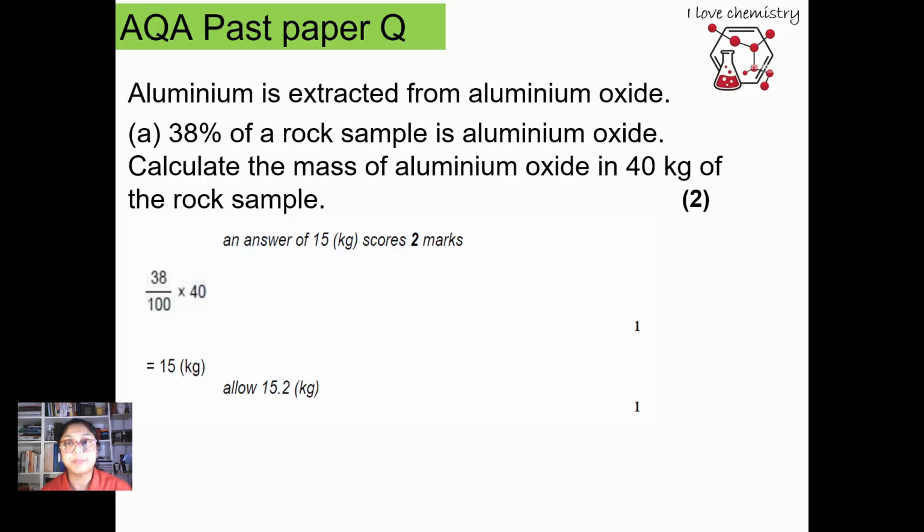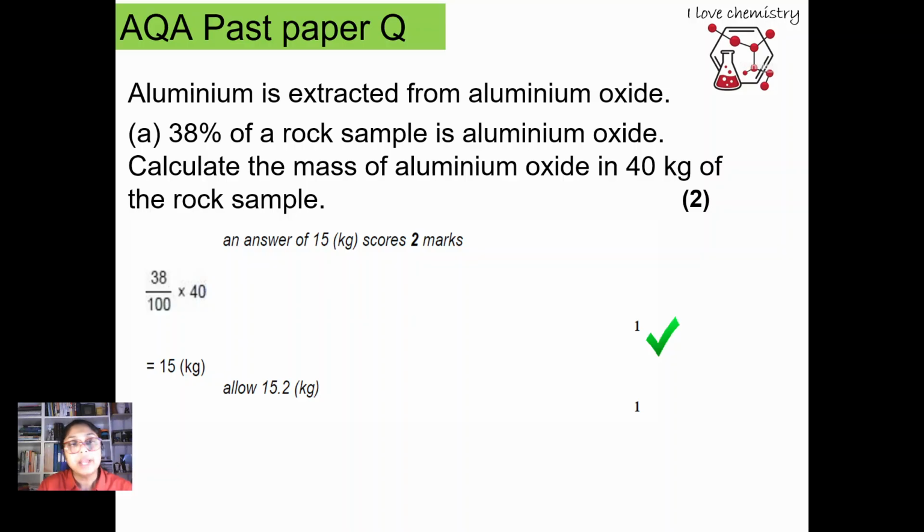So in here, step 1, 38% means 38 kilogram out of 100 kilogram. If so, then how much is in 40 kilogram? That is what the question has asked. You need to multiply the percentage, that means 38 over 100 by 40. This is mark 1. Then you get the final answer, 15 kilogram.